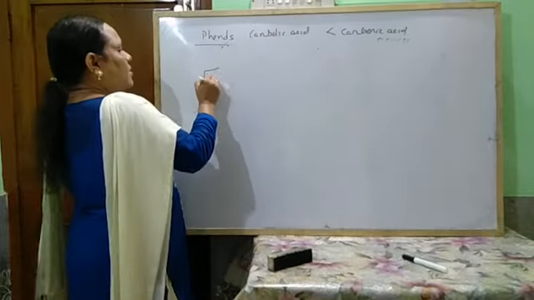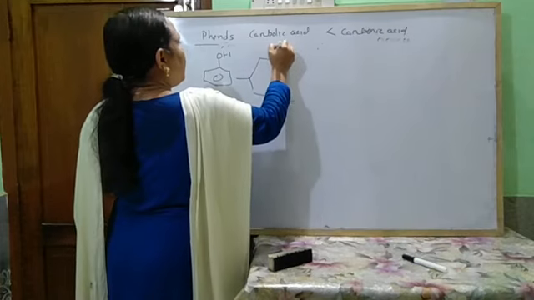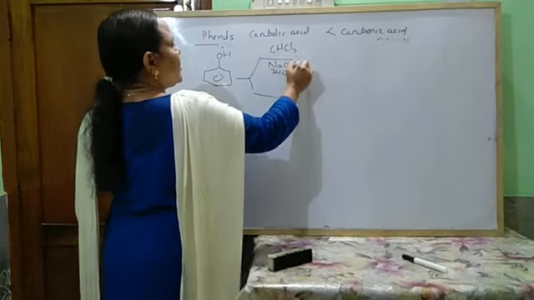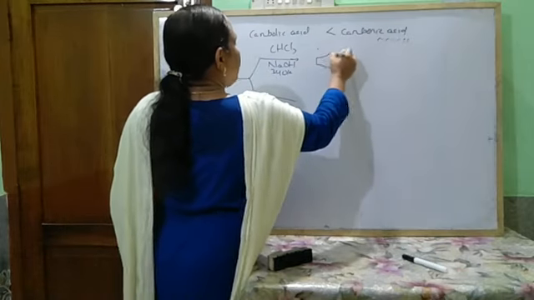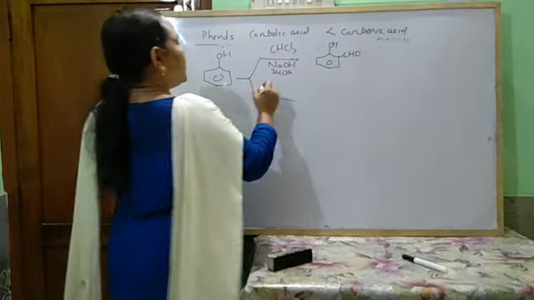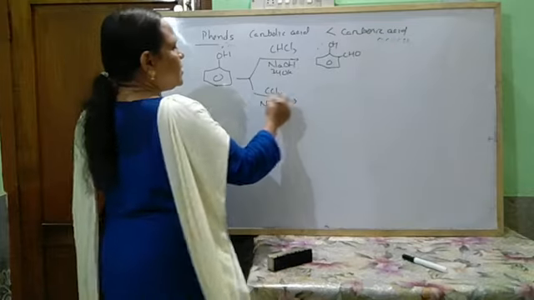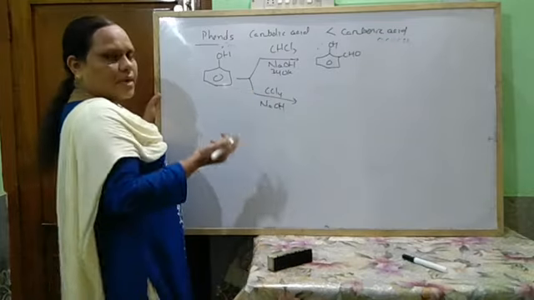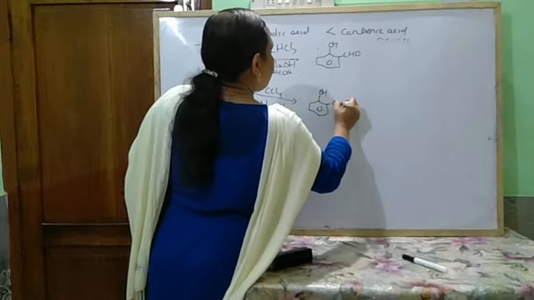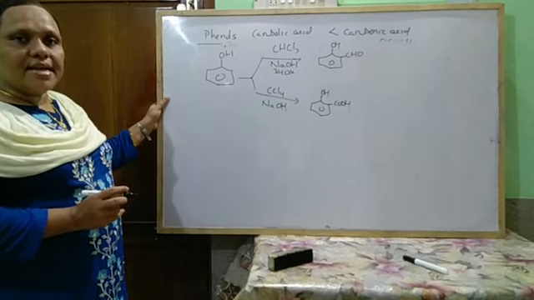So this phenol, just by hints I am writing, when treated with chloroform in presence of sodium hydroxide at 340 Kelvin and followed by acidification, it forms ortho-hydroxybenzaldehyde known as salicylaldehyde. And similarly, when it is treated with carbon tetrachloride in presence of sodium hydroxide, the moles of sodium hydroxide being different, here 3 and here 4, it forms ortho-hydroxybenzoic acid also known as salicylic acid. So this reaction is known as Reimer-Tiemann reaction.